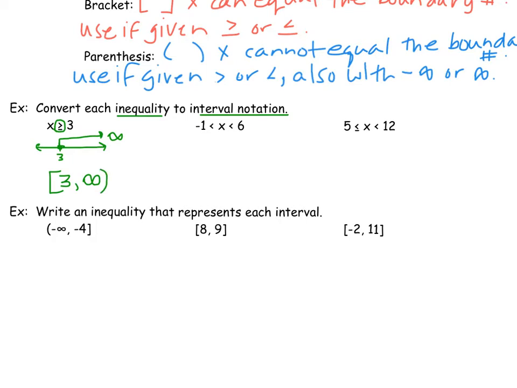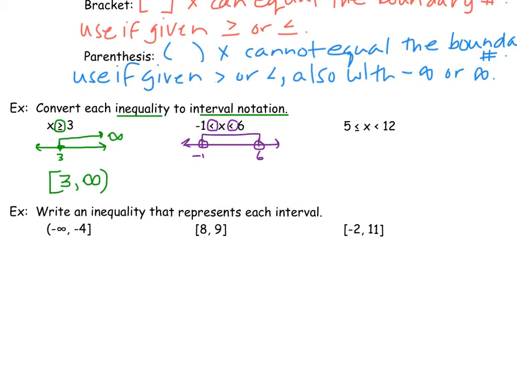Same kind of idea, but now you have a boundary on each side of x. Now we have negative 1 is less than x, which is less than 6. On a number line, you have two boundaries, one at negative 1 and one at 6, always writing from least to greatest. Because of these inequality symbols, we use open circles on our number line. They can't equal the negative 1 or the 6. Since x is in between, we connect them.